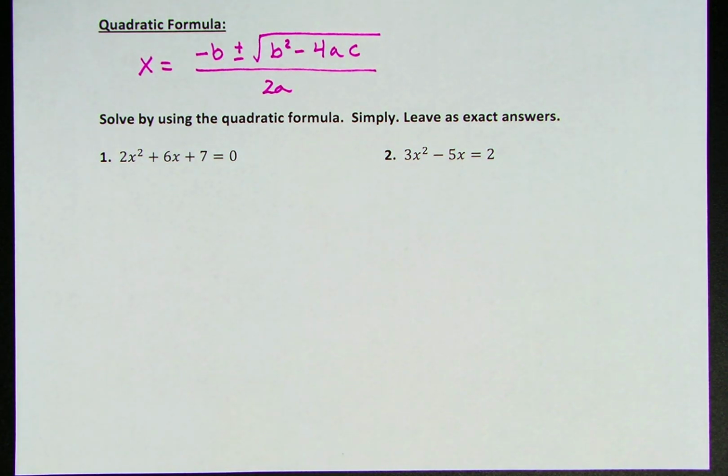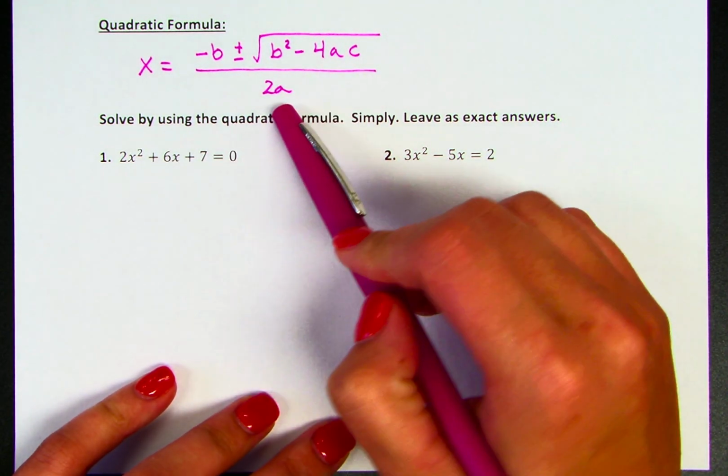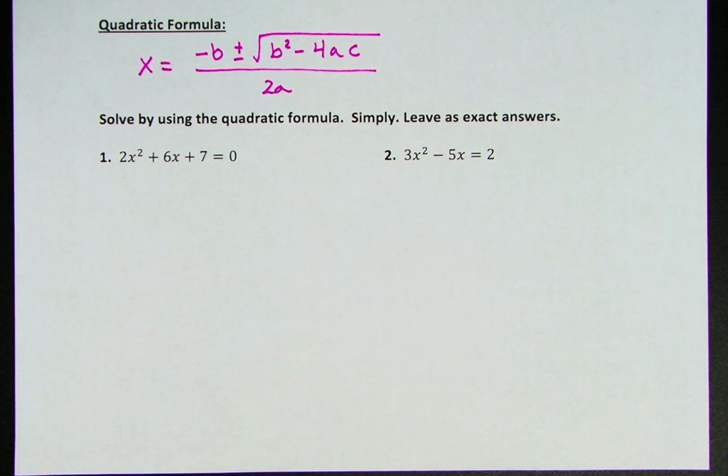Right, so now we're just going to go through some practice of applying the quadratic formula. To use the quadratic formula, we need everything on the same side of the equation equal to 0. And then we are just plugging things into its corresponding letter and then simplifying as much as possible. So we need to make sure that we are following the correct order of operations.